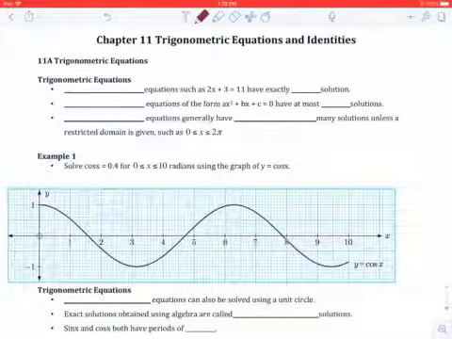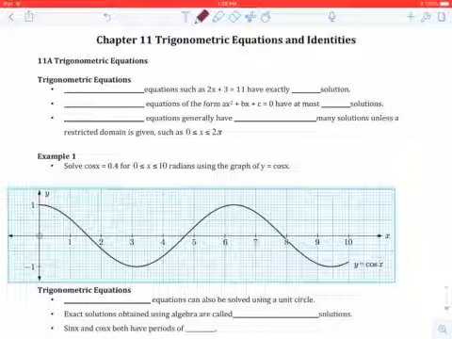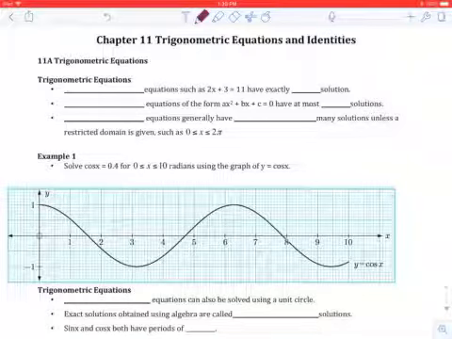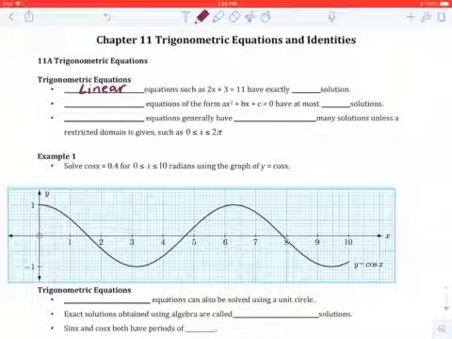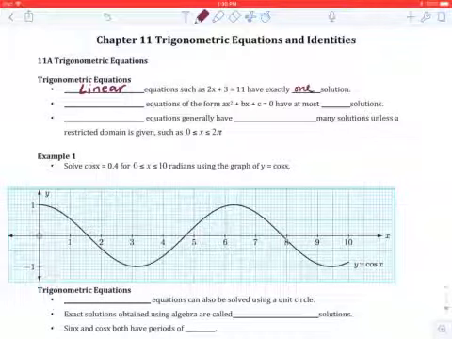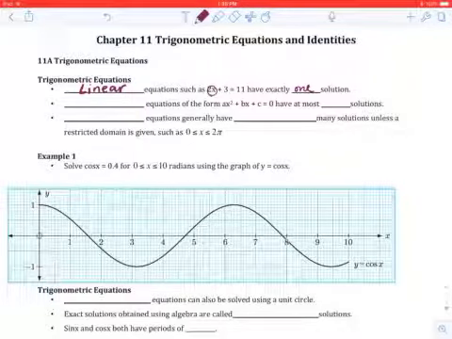Chapter 11, we're going to talk about trigonometric equations and identities. So first, some things about trig equations. Back in Algebra 1, we did a lot of linear equations, right? And we know that linear equations have exactly one solution. Right? y equals mx plus b. There's exactly one time that I can solve for x and get one answer.